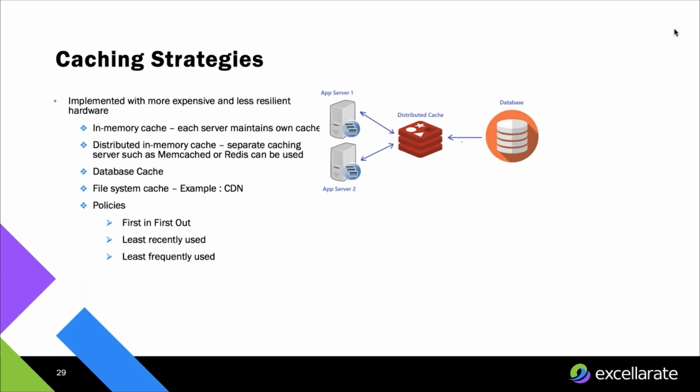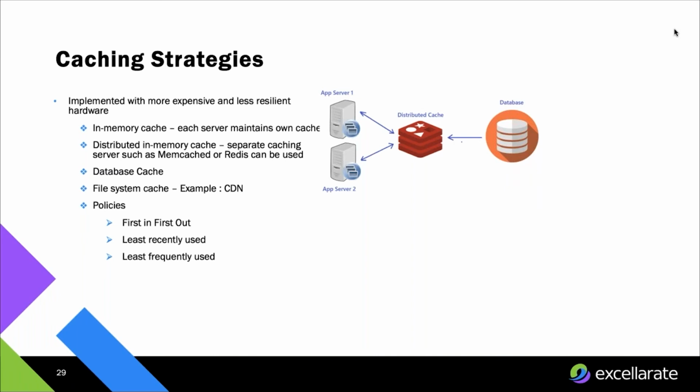So the benefit of caching is that it is implemented with, I would say, more expensive and less resilient hardware, right? So the benefit here is that if you have a cache in between your application server and a database server, for example, you can reduce the traffic that goes to the database and comes back. So instead, you can just take it from your cache, right?